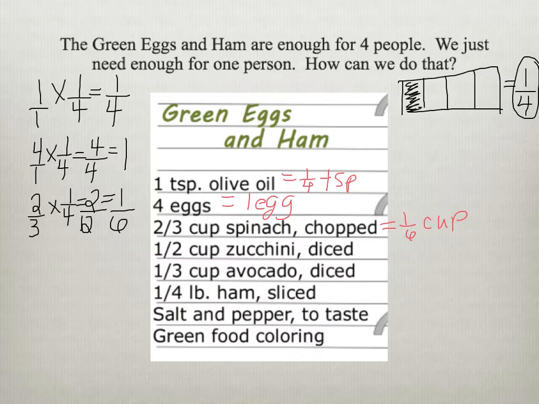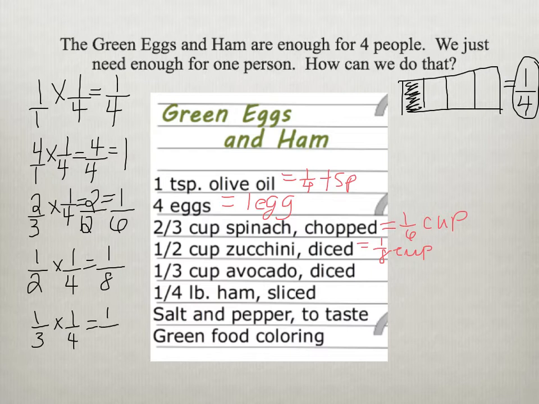Alright, moving on to the zucchini, we have half of a cup of zucchini times 1/4. 1 times 1 is 1. 2 times 4 is 8. So we need 1/8 of a cup of zucchini. Alright, 1/3 of a cup of avocado times 1/4. This is 1/12. So I need 1/12 of a cup.